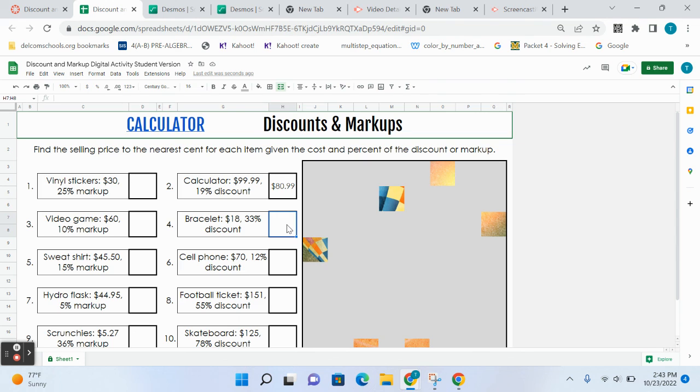Again, all the problems on the right are discounts. You're going to find the percentage of that amount, whatever the item is, and you're going to take it away. The problems on the left are all markups. You're going to find the percentage of the original price amount, and then you're going to add that to the original price to get the markup.